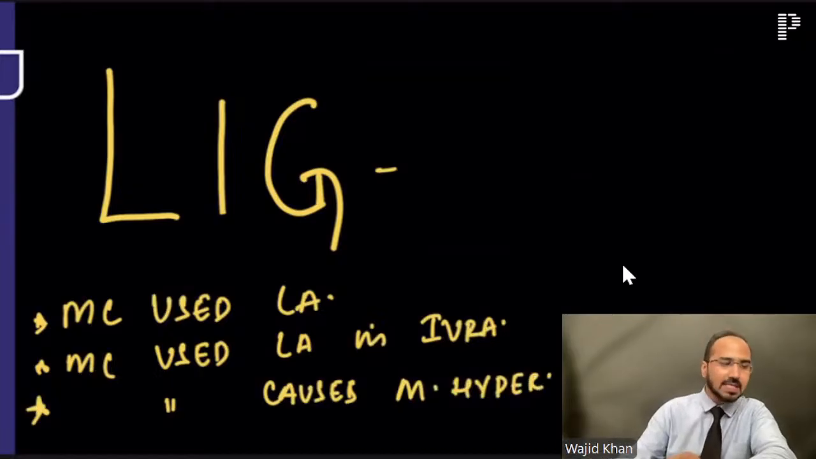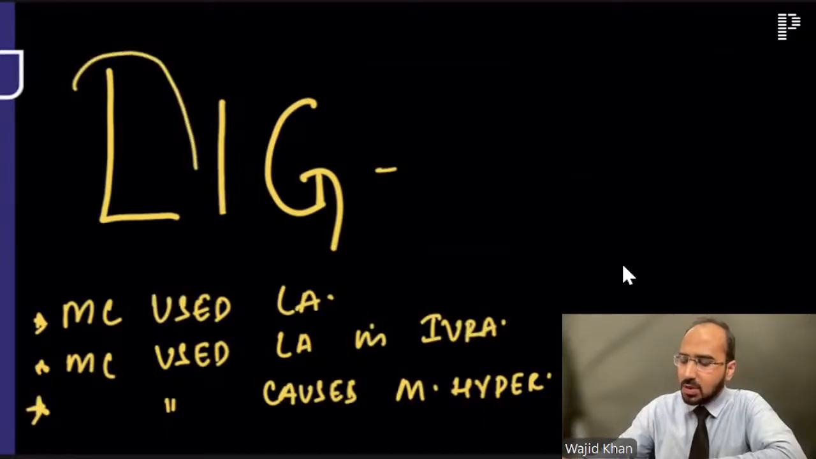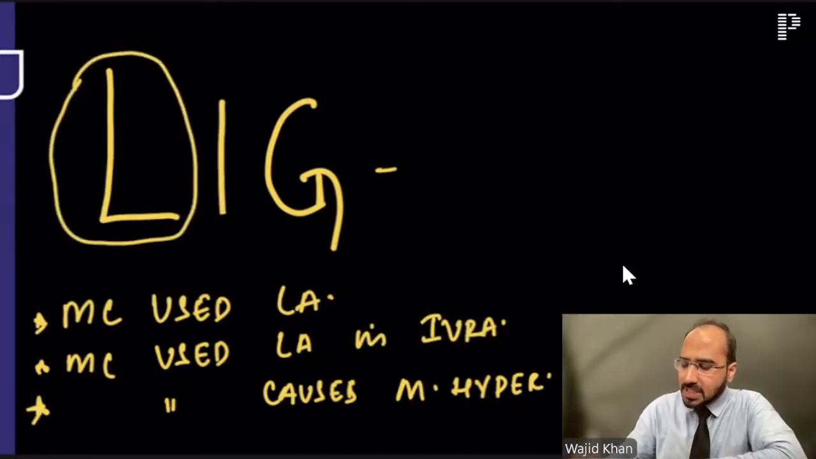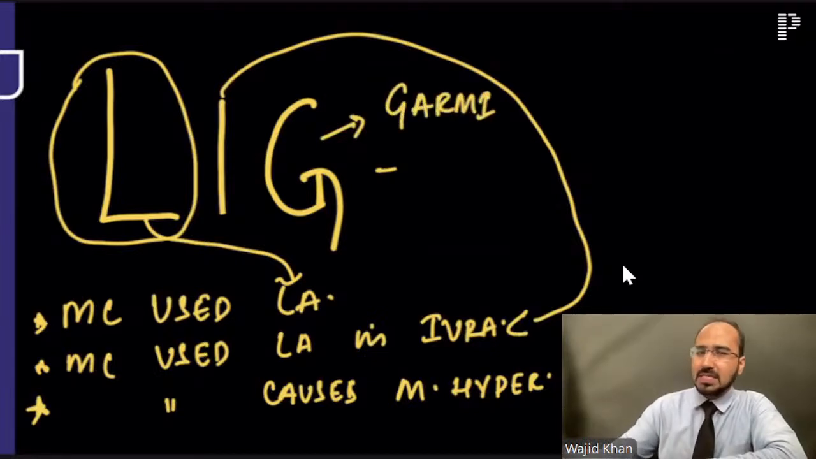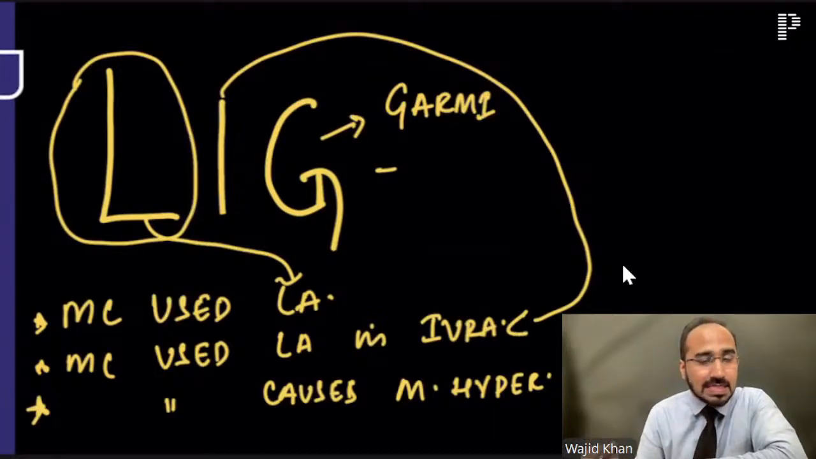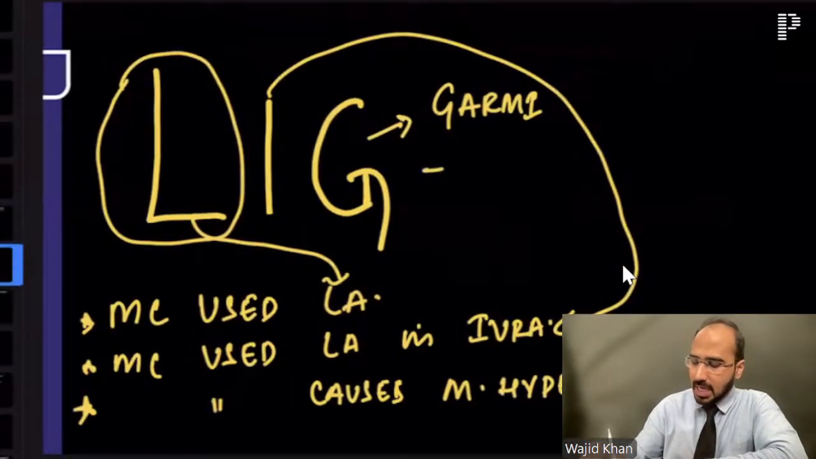But how to remember this, guys? With this spelling of lignocaine, you can remember these three important MCQs. The first L of lignocaine means it is a local anesthetic which is most commonly used. With this I of lignocaine, you have to remember lignocaine is the most commonly used in IVRA. So with LI, you can remember this. With this G, remember G stands for Garmi. Garmi means temperature is high, hyperthermia. So remember, lignocaine is a local anesthetic which most commonly causes malignant hyperthermia. So with this LIG, you can remember these 3 MCQs.